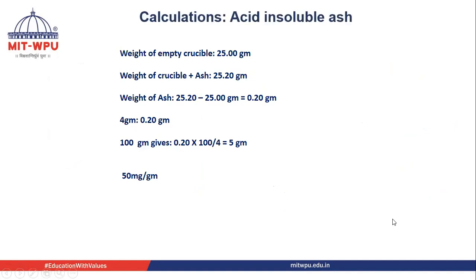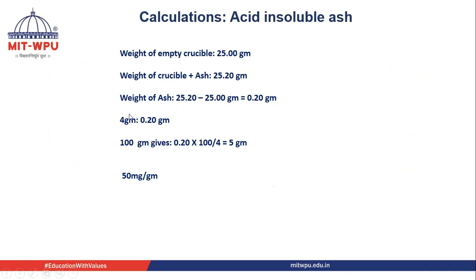So my calculations go like this. Weight of empty crucible is 25 gram. Weight of crucible plus ash is 25.20 gram. Weight of ash, subtracting 25 from 25.20, so 0.20 gram is the acid insoluble ash.